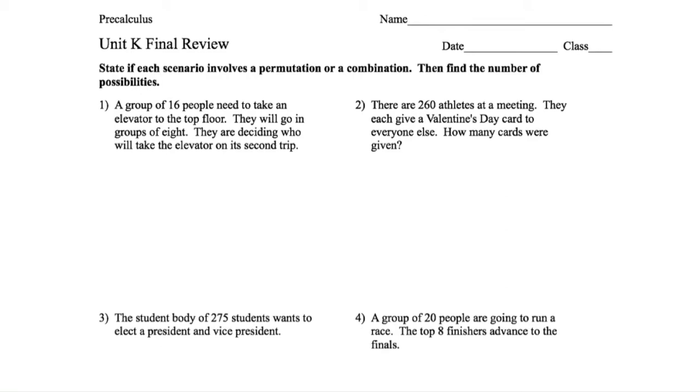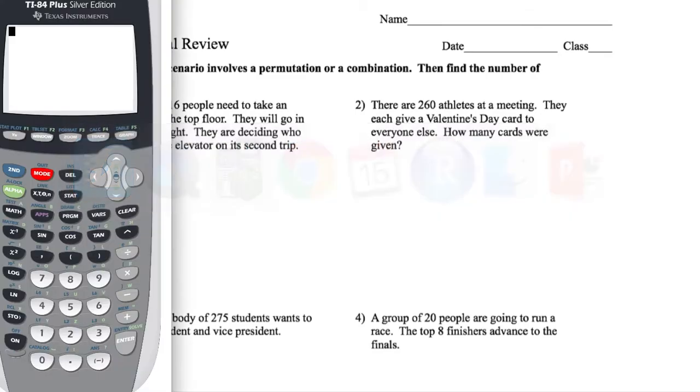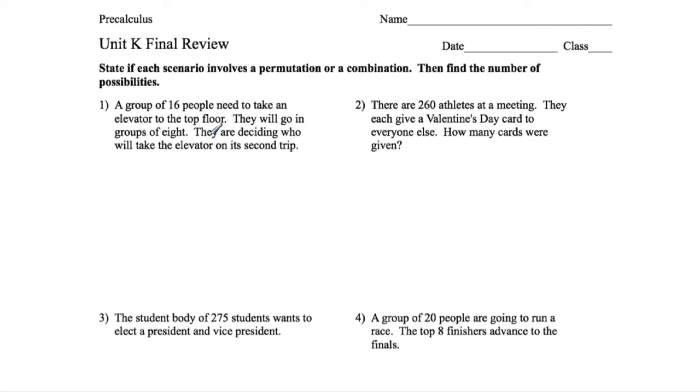Okay, so we will be looking at the unit review or the final exam review for Unit K. And I'm going to get my calculator handy. The first group here of 6 questions is just looking at if it's a permutation or a combination. The first question: a group of 16 people need to take an elevator to the top floor. They go in groups of 8, and they are deciding who will take the elevator on its second trip.